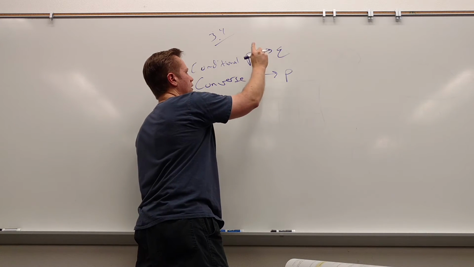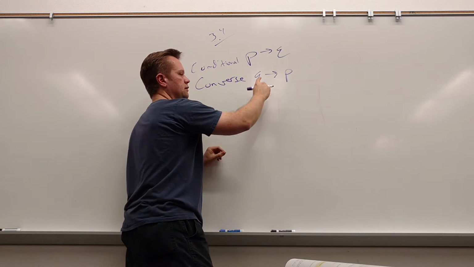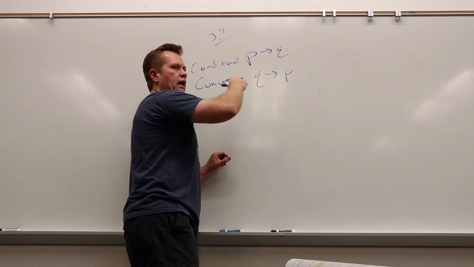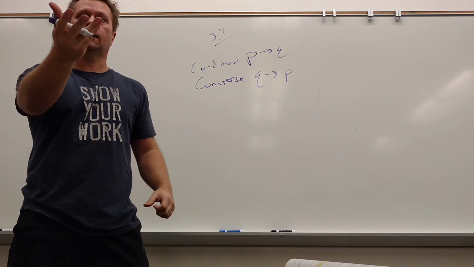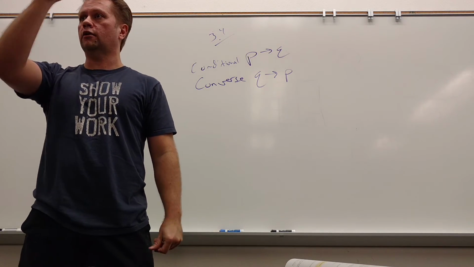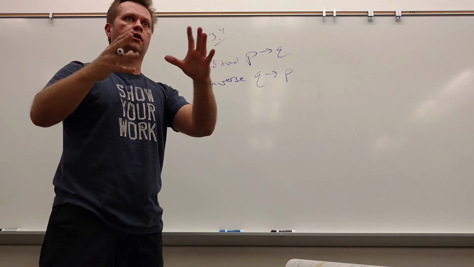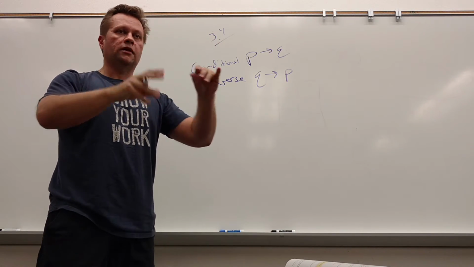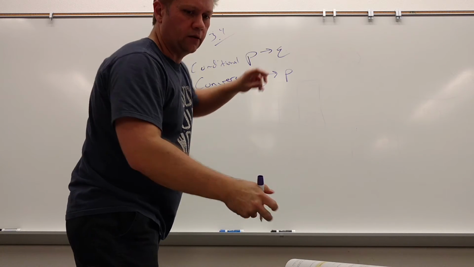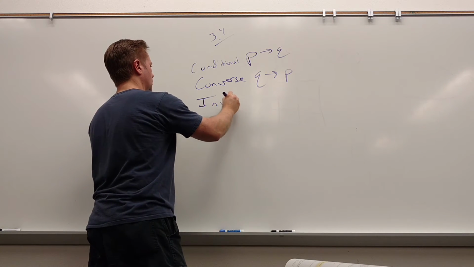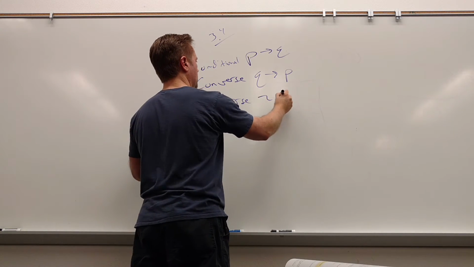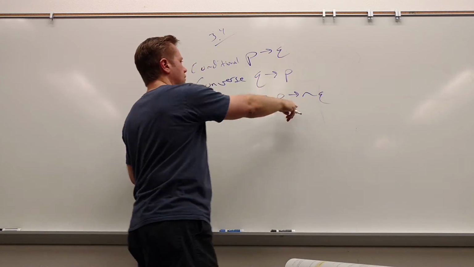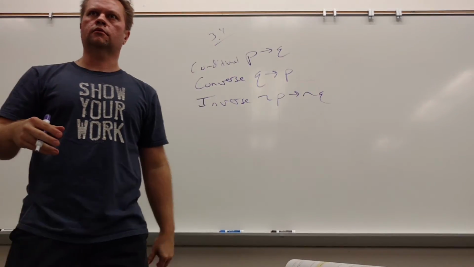But if I said, if you make an A, then I'll buy you a car. And this says, if I buy you a car, then you made an A. Well, I could buy you a car even if you didn't make an A. Remember that? So they aren't necessarily opposites or equivalent to each other, right? Okay, maybe. But that is a fallacy people make. And then there's the inverse. And the inverse just says not P implies not Q. It just negates it directly in a way.